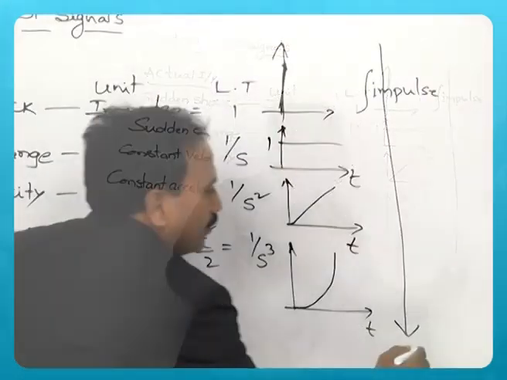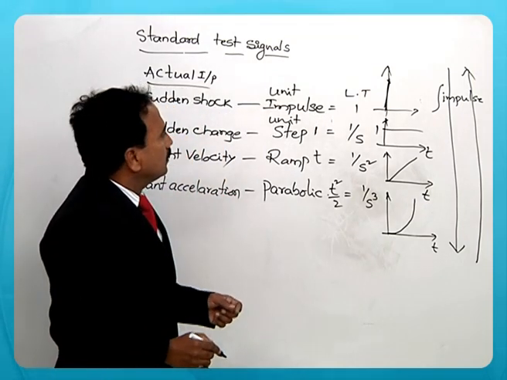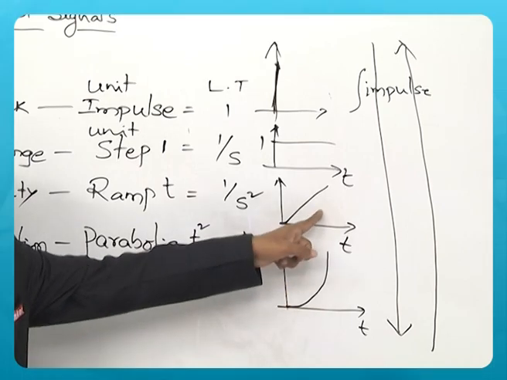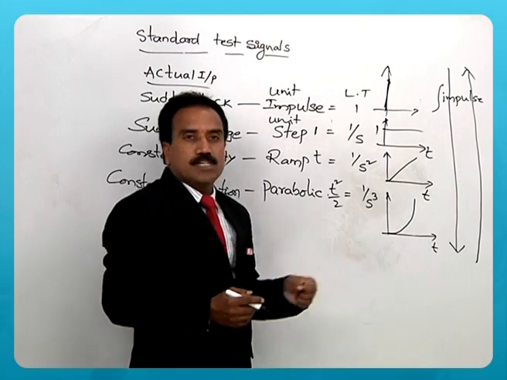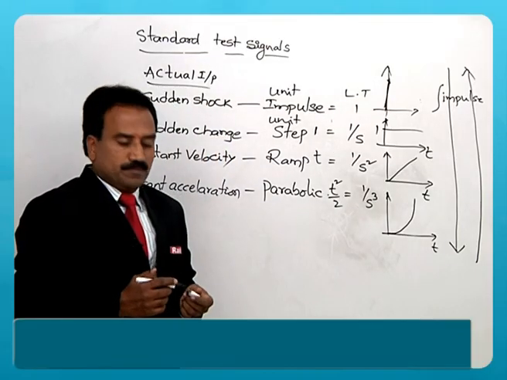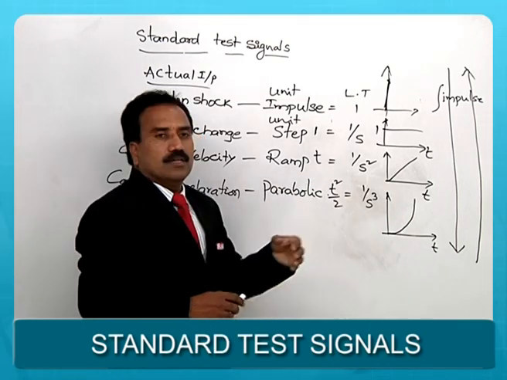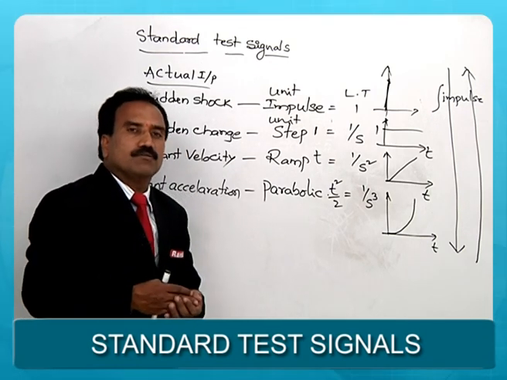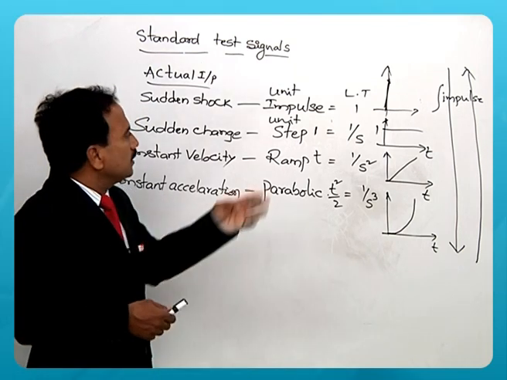In the other way, if you go in this direction, then differentiation: d by dt of parabolic is ramp, and d by dt of ramp is step, and then you will get an impulse signal. So that way, if you know the response of a system for a certain input, you can find out the response of the system for some other input. So, that is a good relation.